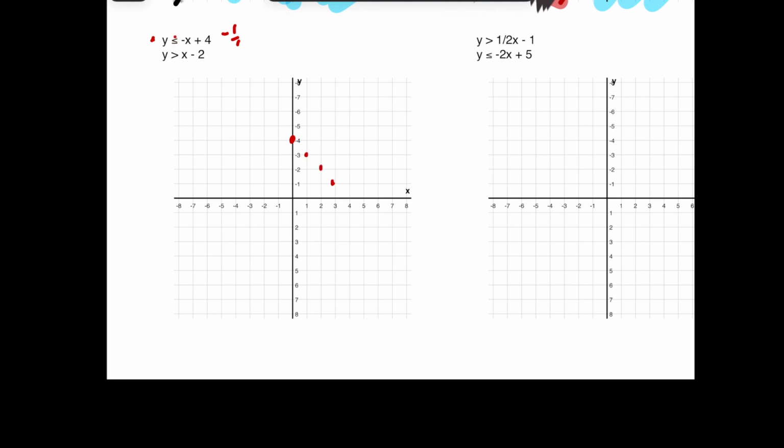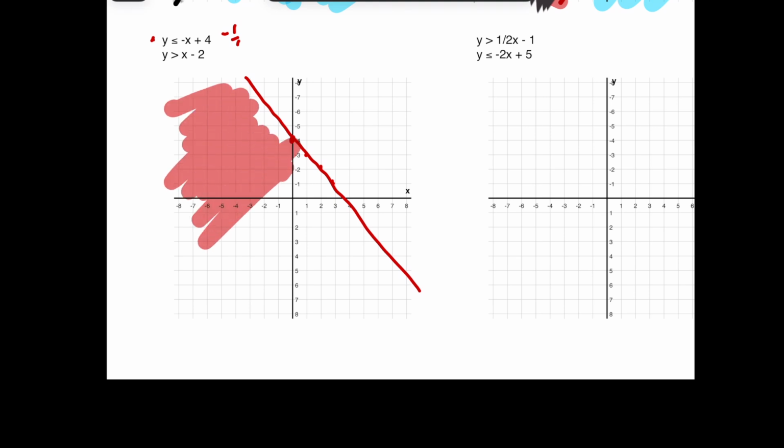If you notice that it does have the equal sign, so this will be a straight line. And then I just have to decide the shade. I want to shade where the y's get smaller. The y's get smaller down here, so I shade the side of the line that's down here, which is here. Okay? So now let's go to the next one.